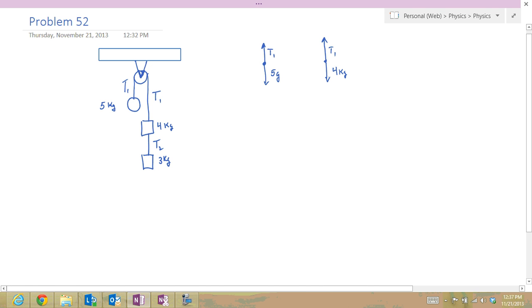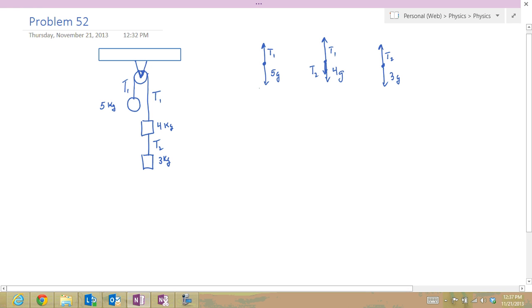In addition to the 4g downward, I'm sorry, I wrote kilograms, we have an additional force downward, which is T2. And then our final diagram is T2 upwards and 3g downward. We don't have any horizontal motion, so we only have to write the sum of the forces in the y direction in this case.